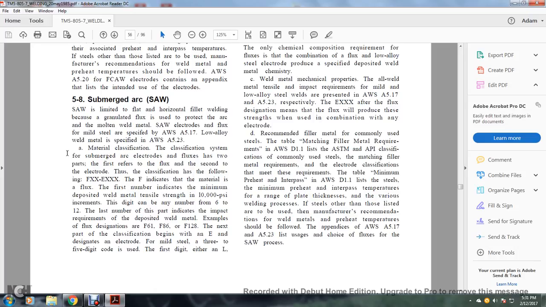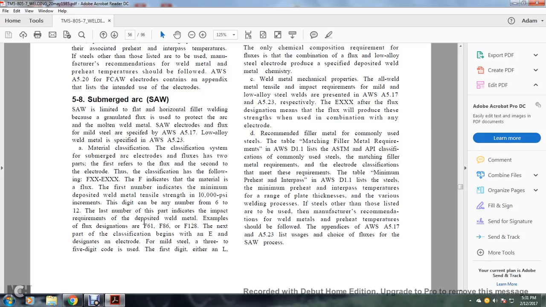Material classification system: submerged arc welding flux and electrode. The classification has two parts, the first referring to the flux and the second to the electrode, in the form FXX-EXXX. F indicates the material is flux. The first number indicates the minimum deposited weld metal tensile strength in 10,000 psi increments. This digit can be from 6 to 12. The last number of each part indicates the impact strength of the deposited weld material.